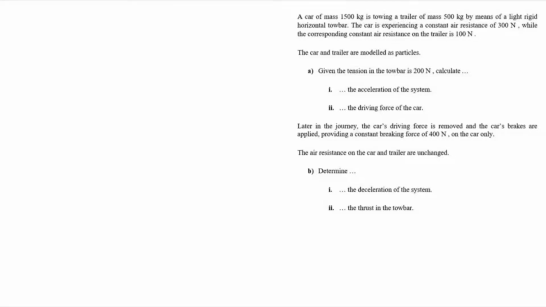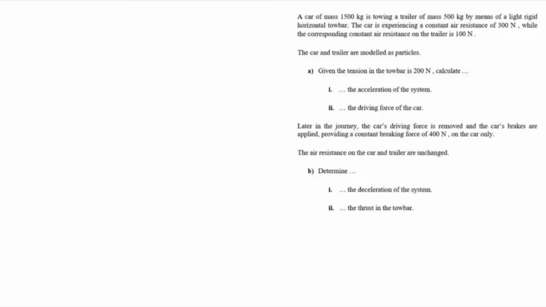In this question, we're told that a car of mass 1,500 kilograms is towing a trailer which has a mass of 500 kilograms. It's towing with a light, rigid, horizontal tow bar. The car is experiencing a constant air resistance of 300 newtons, while the corresponding constant air resistance acting on the trailer is 100 newtons. The car and the trailer are modelled as particles. Given that the tension in the tow bar is 200 newtons, calculate the acceleration of the system.